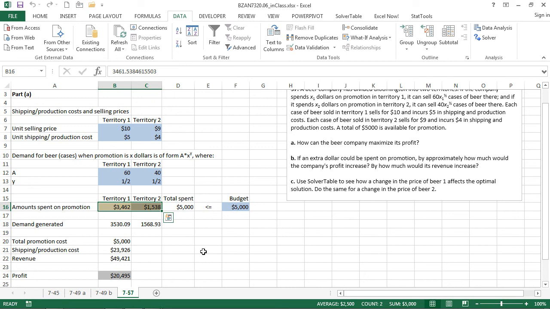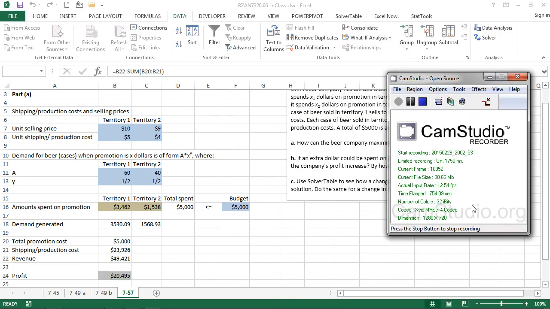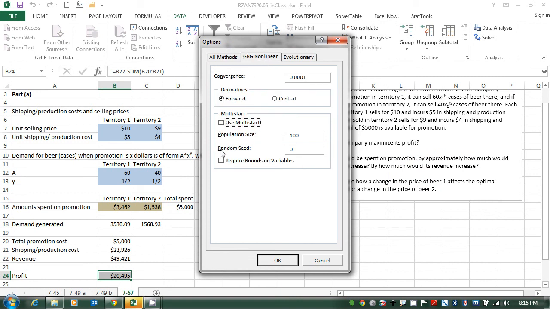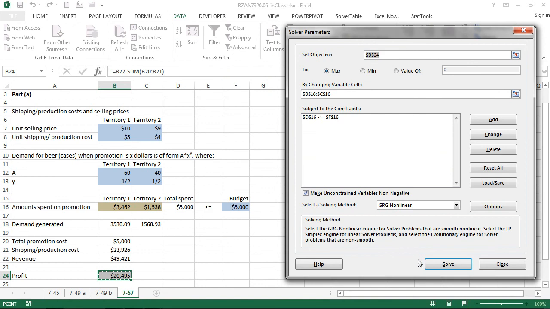What questions do you have? Well, you're only going to get the probability dialog if you use the multi-start option. If you don't use the multi-start option, let me go back and show you what happens when you don't use it. So I'm going to uncheck multi-start. And now I'm going to solve it using the GRG nonlinear.